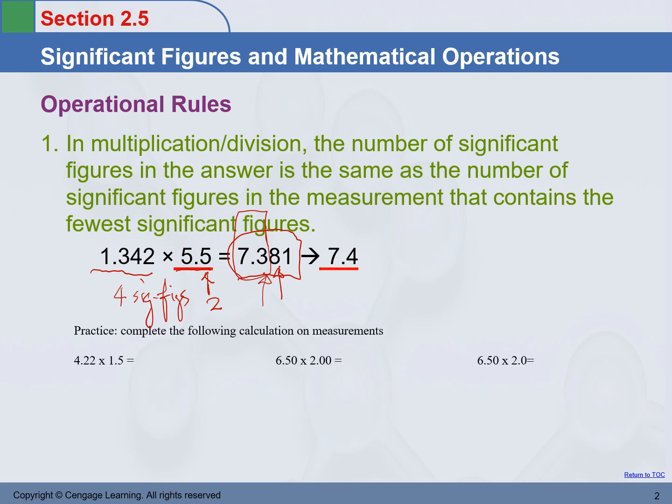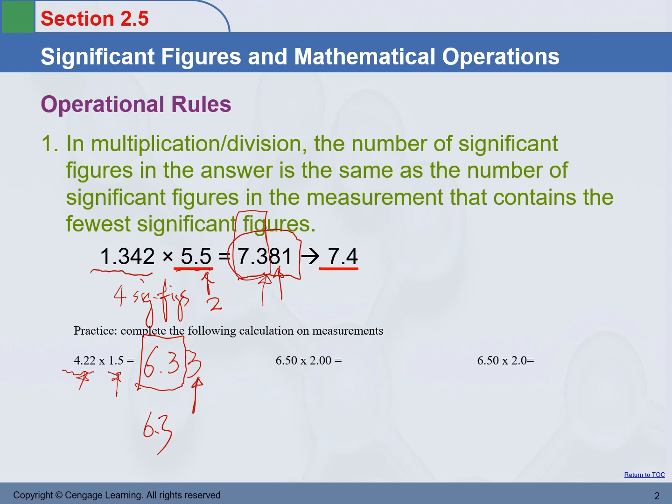Practice. Complete the following calculation on measurements. Okay. 3 sig figs, 2 sig figs. You know your answer can only have 2 sig figs. You punch this number and this number into your calculator, do a multiplication. What you're going to see on your calculator is 6.33. Now you need to round 6.33 to 2 sig figs. 4 or less, drop it. So 6.3 is the answer for the first one.